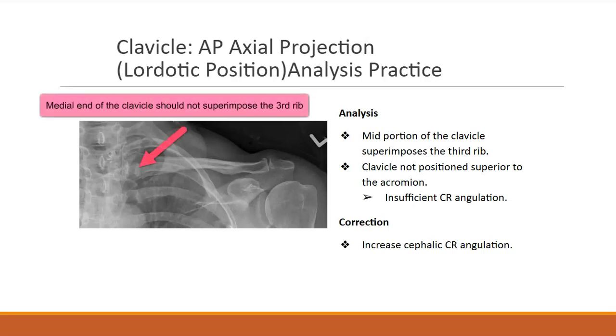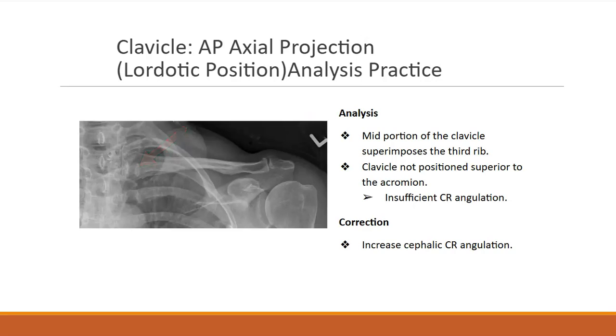In this case, this is an AP axial projection, and analyzing this image, the mid portion of the clavicle is superimposing the third rib, which indicates to us that the clavicle is not in a true AP axial projection. We have some insufficient central ray angulation. Another reason that we should identify that the clavicle is not in the true AP axial projection is because the clavicle is not positioned superior to the acromion process. In order to correct this imaging, we need to increase the degree of cephalic central ray angulation to get that true AP axial projection.